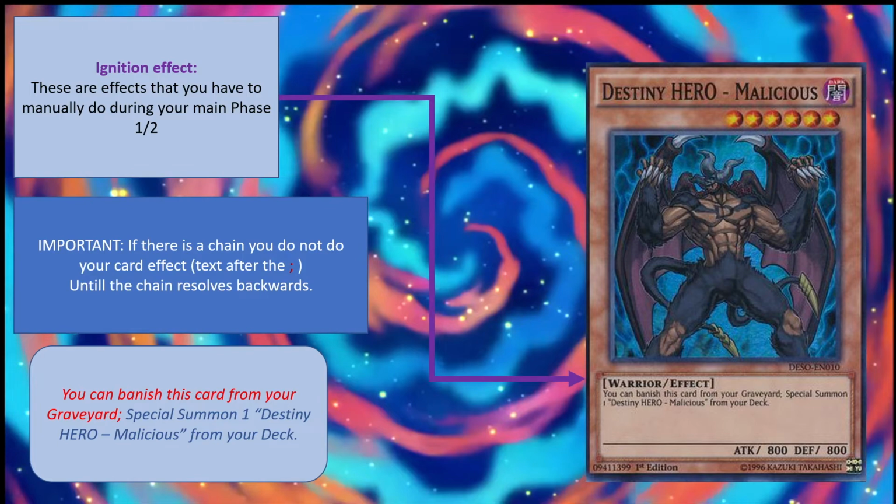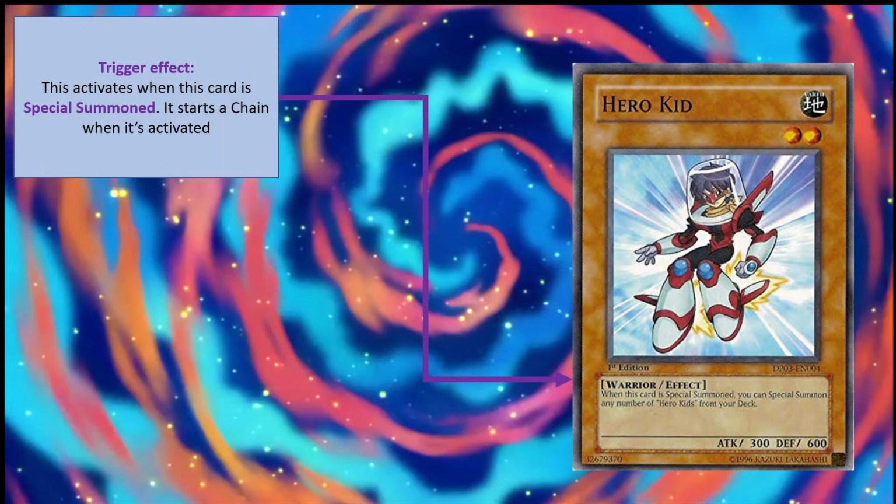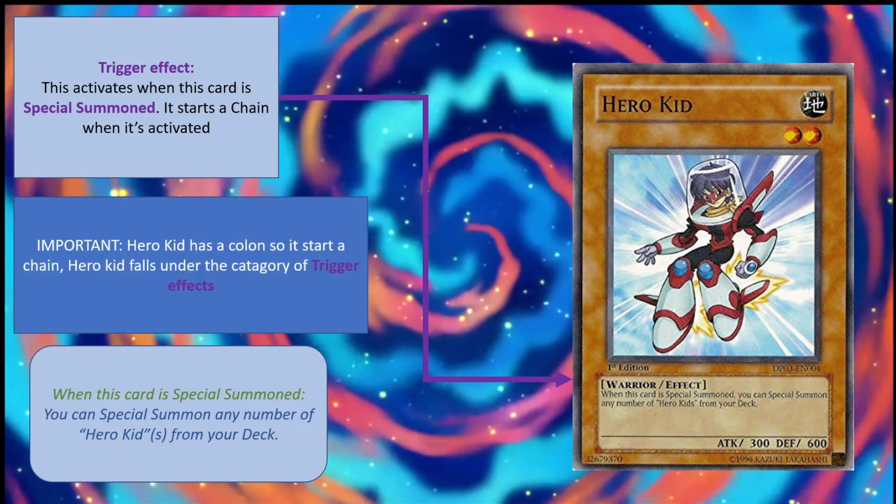So if we now look at a trigger effect. A trigger effect activates when the card is special summoned, and of course it starts a chain. So if we look at this card, it says when this card is special summoned, you can special summon any number of Hero Kids from your deck. So the trigger here is when the card hits the field, its effect activates. Now, again, Hero Kid has a colon, so it starts a chain. Hero Kid falls then under the category trigger effects.